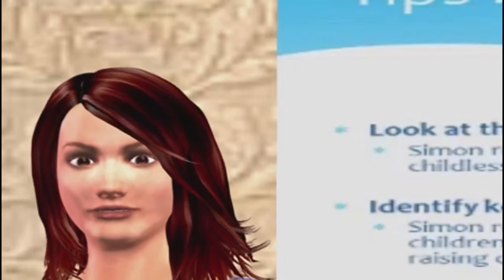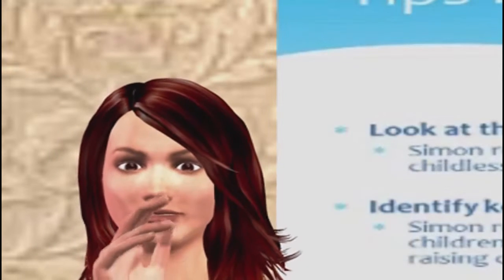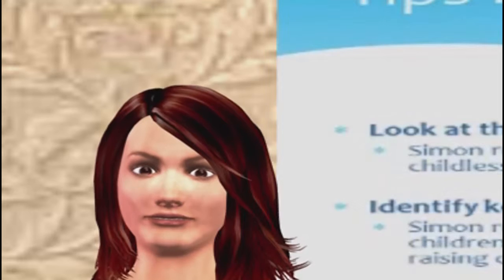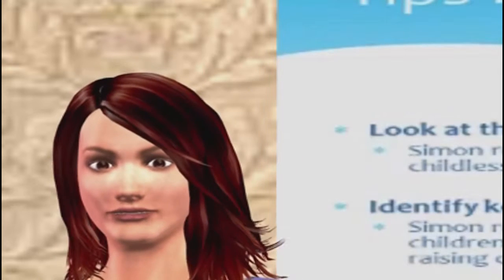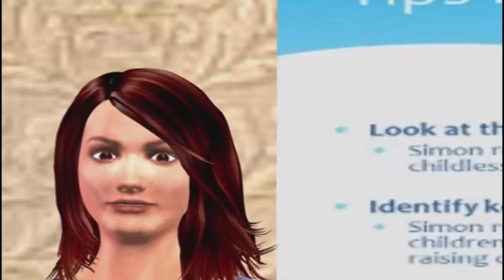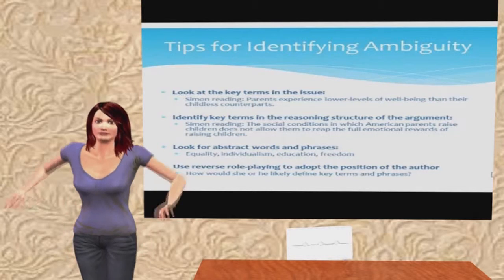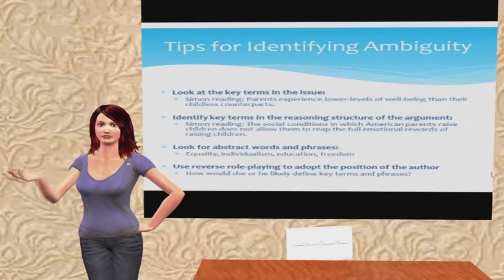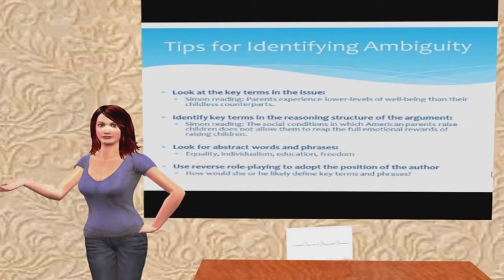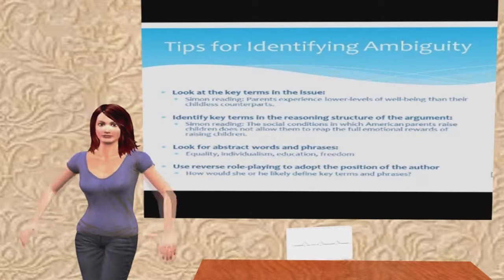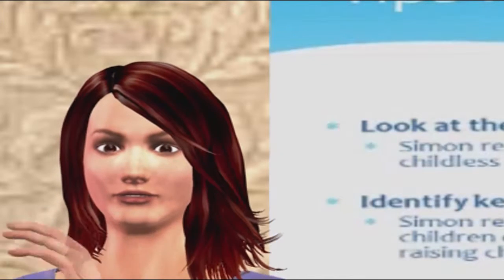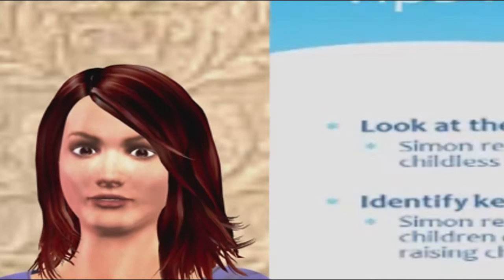So going back to the Simon reading, lower levels of well-being. Well, Simon's coming at it from a sociological perspective. She's a sociologist, and she specifies later in the reading that she means measures of well-being that include anxiety and depression. So these are typically ways that social scientists, especially psychologists, tend to define well-being.